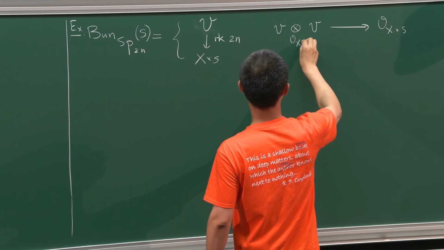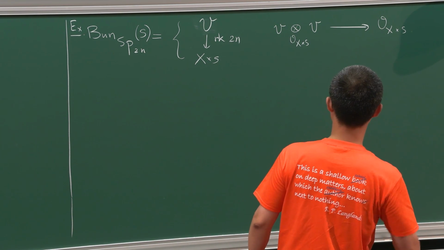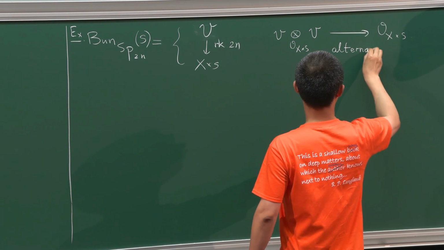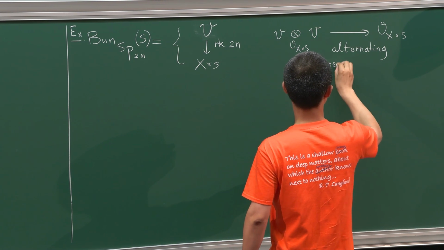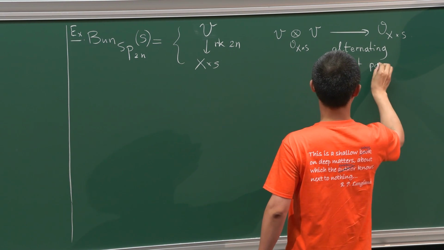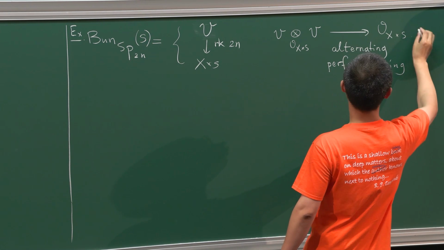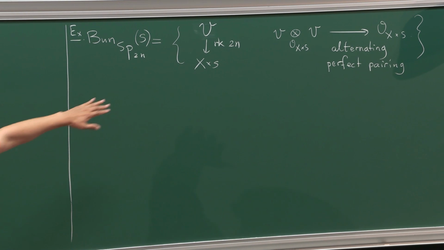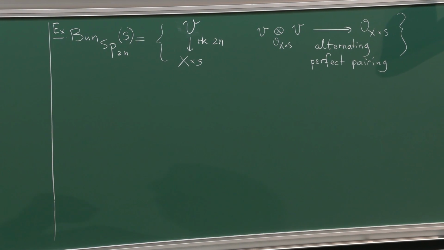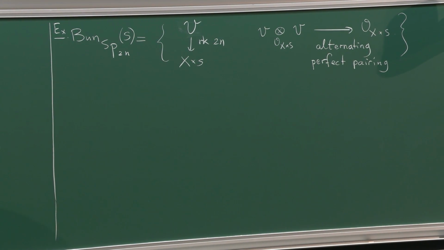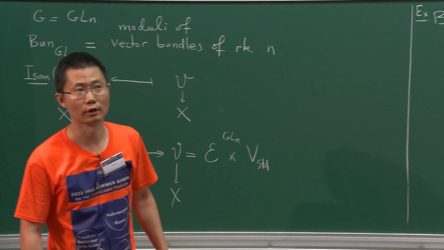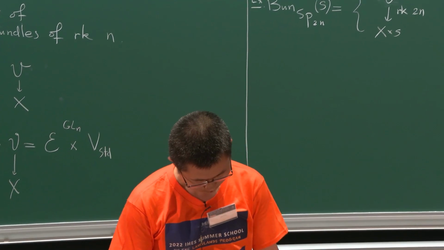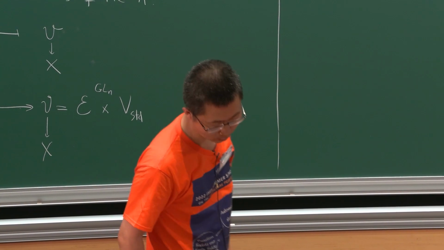So everything is over X times S. This is an alternating, in the usual sense, and perfect pairing. Again, this is not literally the definition, but you can use the same idea to pass between the principal bundle and the vector bundles with extra structure. Okay, so that's Bun_G.